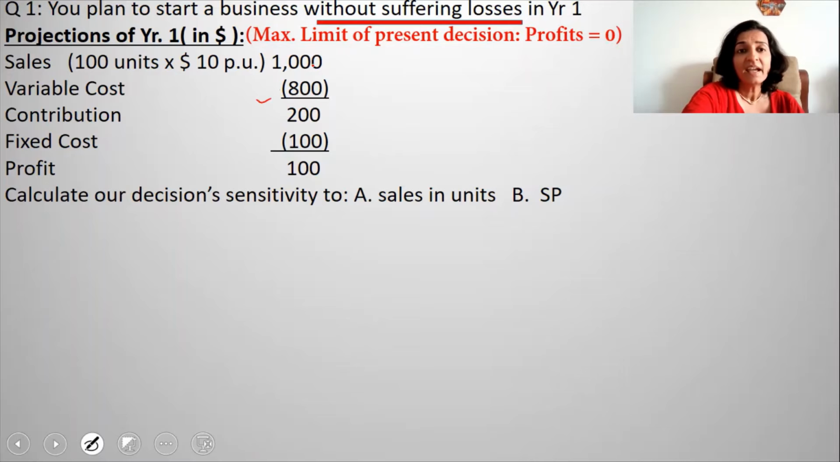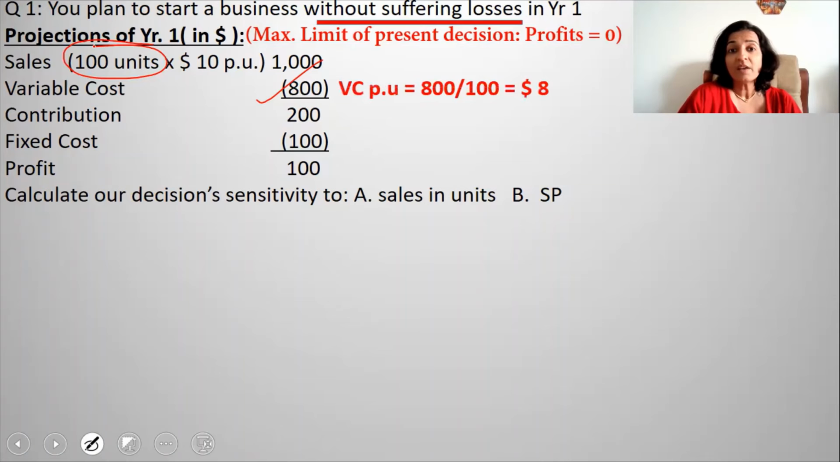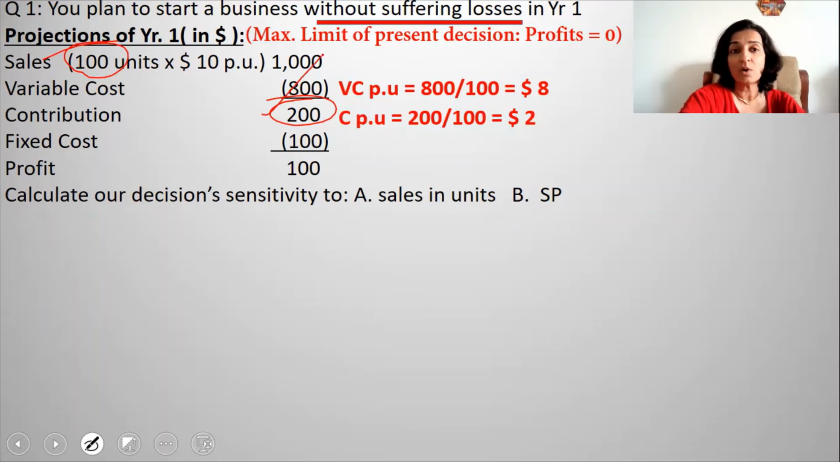And here if you see, $800 is a variable cost. And what is the number of units? 100 units. So what is the variable cost per unit? That's the total variable cost of $800 divided by the number of units, that is 100. So that's what I've written here. So the variable cost per unit works out to $8 per unit. And coming to contribution, contribution is $200 and that's also for 100 units. So what's the contribution per unit? It is 200 divided by 100. So that's what I've written here. So it is $2 per unit.